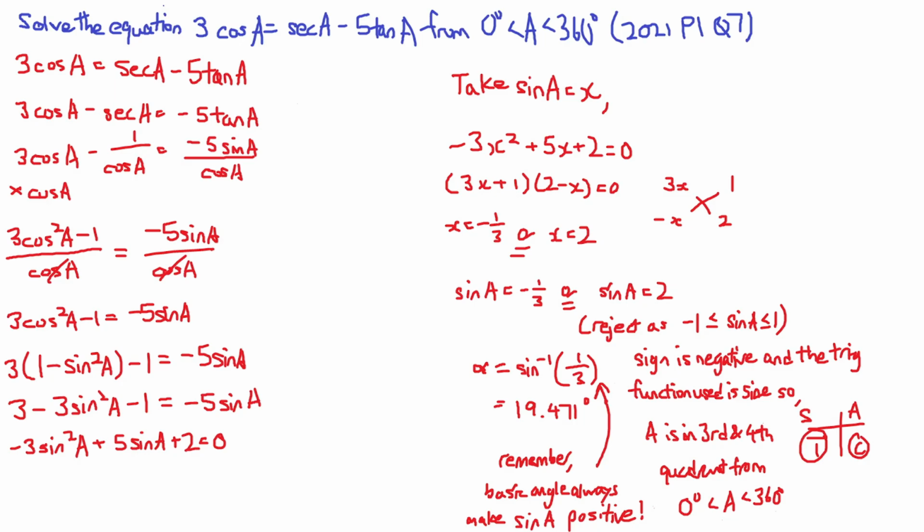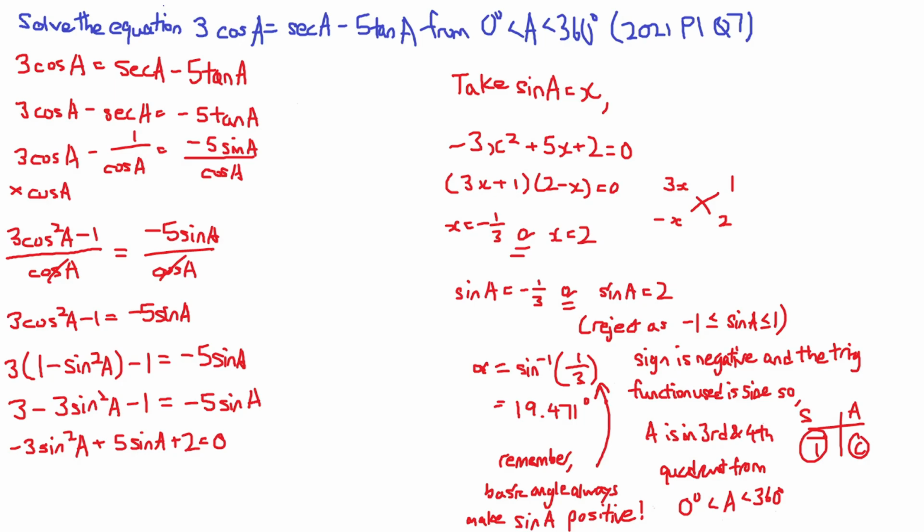So we start by finding the basic angle and use the inverse sine function to get 19.471 degrees. We have to remember to put sine A as a positive value, as if we use a negative value, the answer will come out different. Since sine A is a negative value and we're using a sine function, the quadrants used should be the third and fourth quadrant, since sine A is negative in those quadrants.